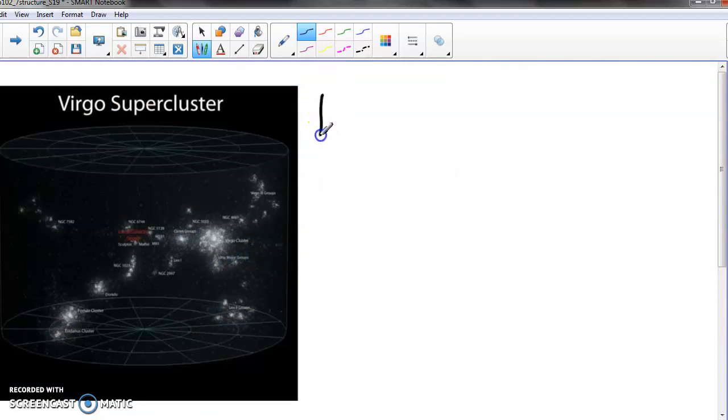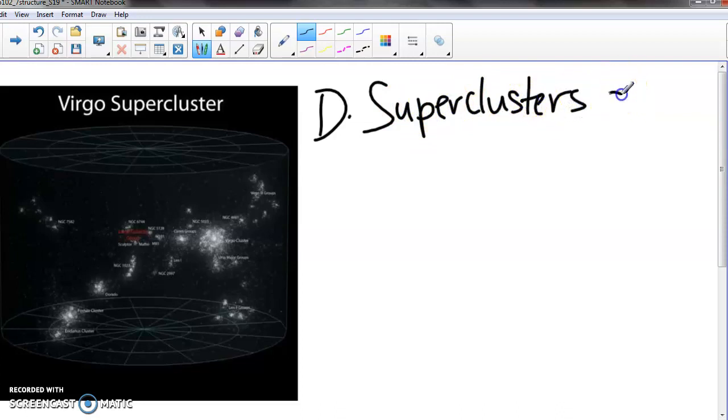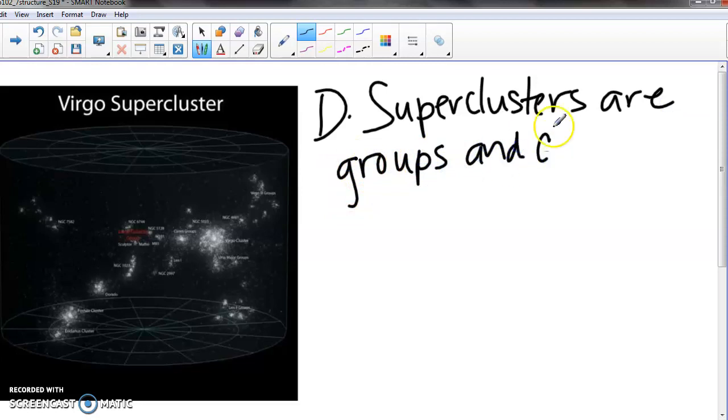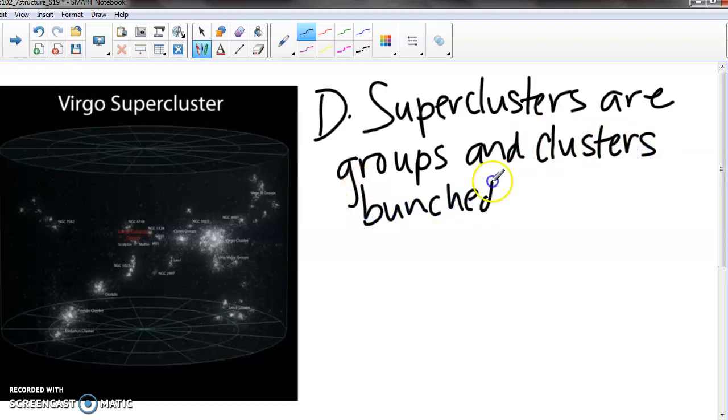Okay, going up, we have superclusters. Now, a supercluster is clusters and groups bunched together. So, superclusters of galaxies. Superclusters are galaxy groups and clusters all bunched together. Okay, so a galaxy can be in either a group or a cluster, but then we all get together in a big supercluster. And yes, there is the same name, Virgo. We are in the Virgo supercluster. I'll get back to that in just a minute, but let's define superclusters here.